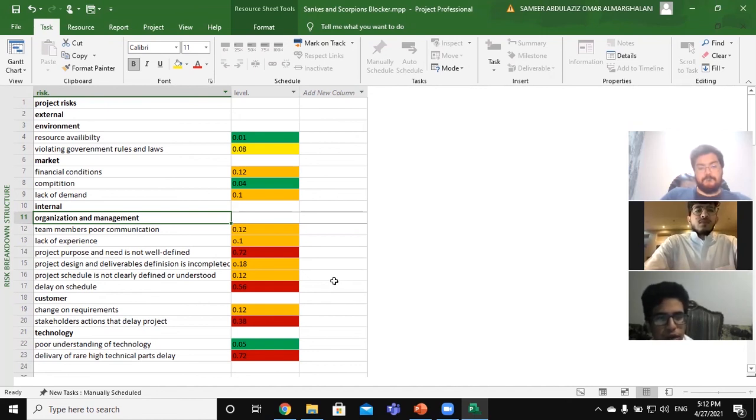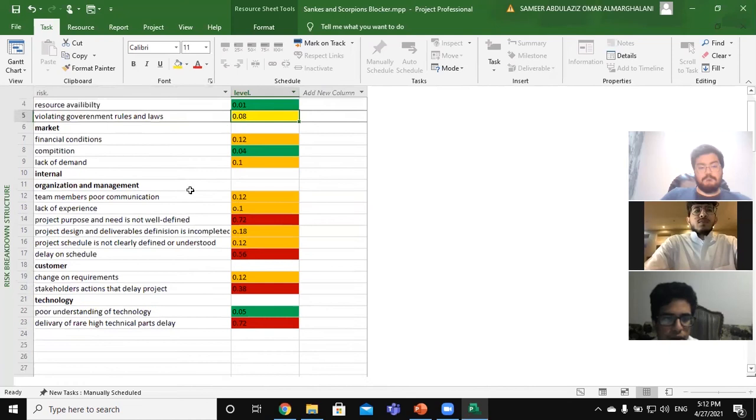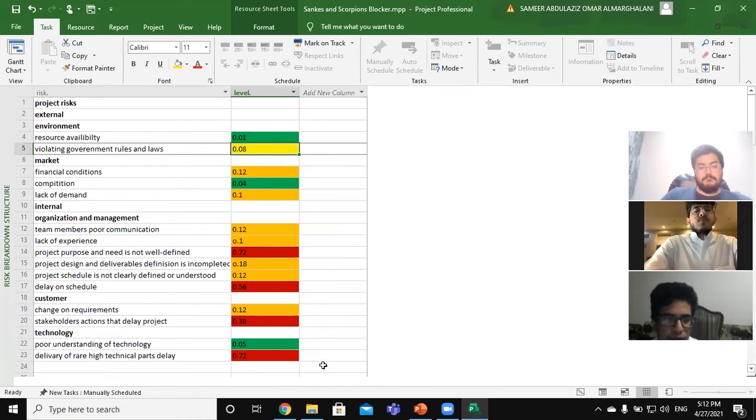We also put the level. For example, we have resource availability. This is an environment risk. It is 0.01. Second, we have violating government rules and laws. The level is 0.08. It is yellow, which means medium, and it goes on and on for every risk.